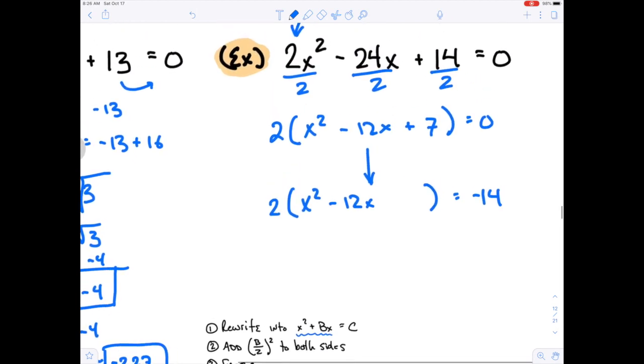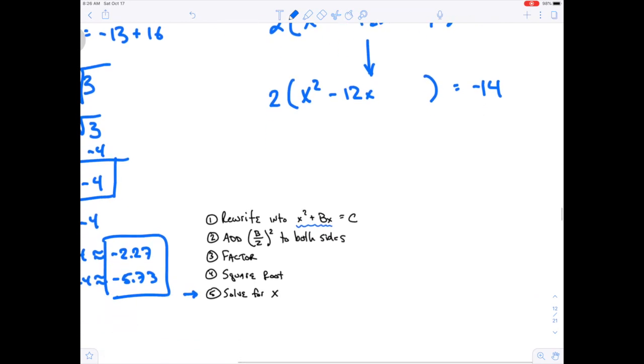So all I've done is taken the 14 and move it over. Right? That's the negative 14. And I'm going to leave room for my next piece. So b squared, that would be 12 over, b divided by 2 squared. So 6 squared is 36, so I'm going to add 36. But over here, watch this.